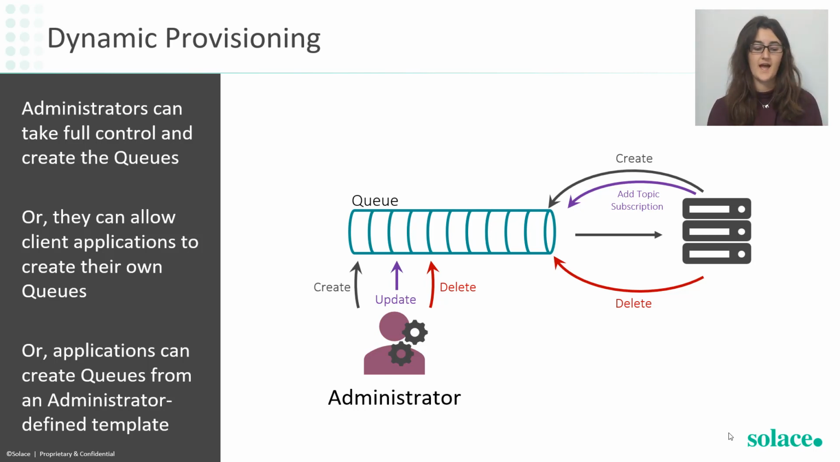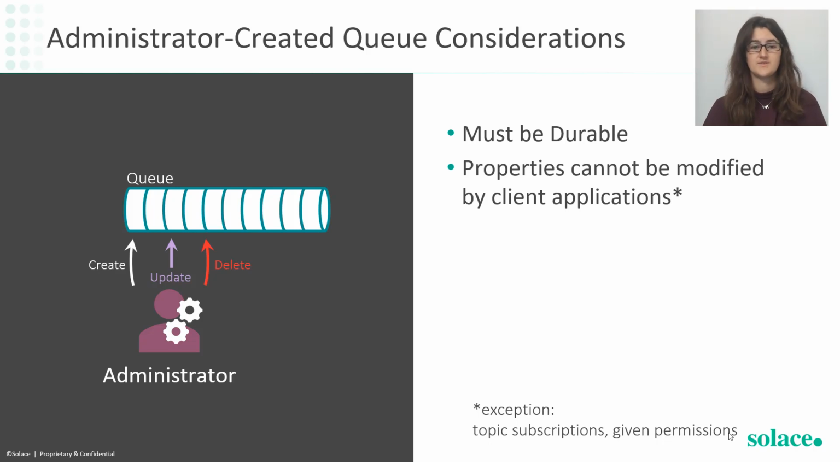Now let's look at the considerations. Administrator created queues, they can only create durable queues. And properties cannot be modified by client applications. However, Solace does allow you to subscribe to a topic on a queue. So now the queue is the topic subscriber. And you can allow client applications to modify that topic subscription.